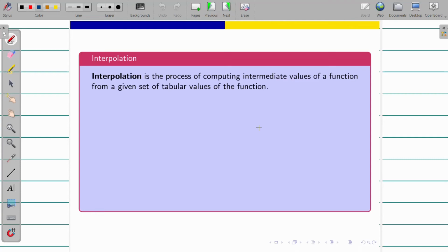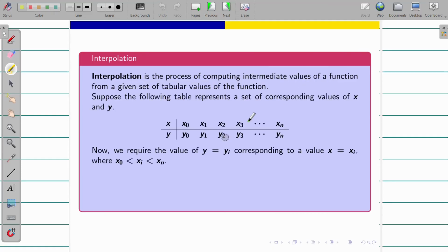Now come to the concept of interpolation. Already we discussed it in the beginning. It is a process of finding the values within the given set of tabular values. That's the way to define interpolation: finding the intermediate values. This is the given data x and y. If you want to find in the middle, that is called interpolation.